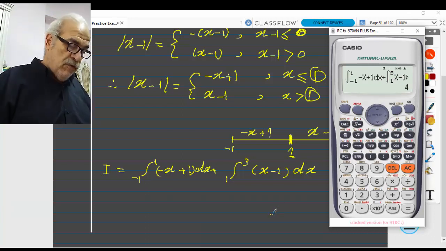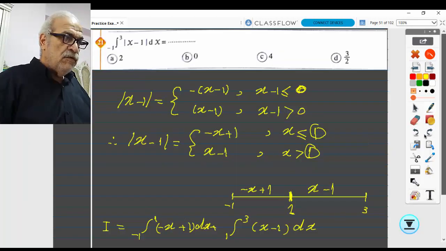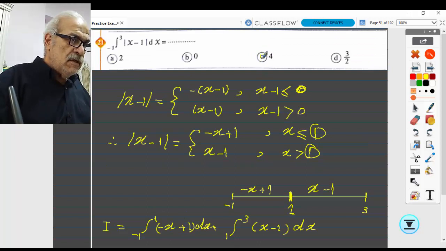Result equals 4. 4, it is letter C. Question 21, the result equals 4, letter C.